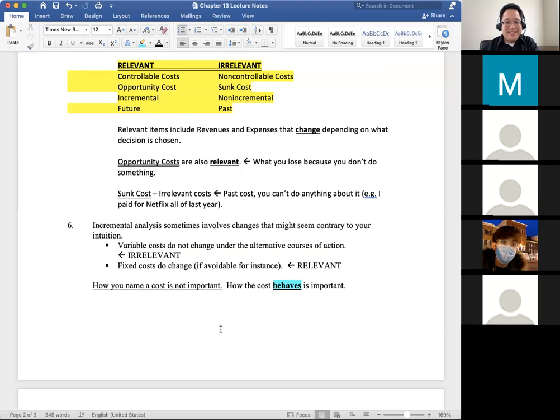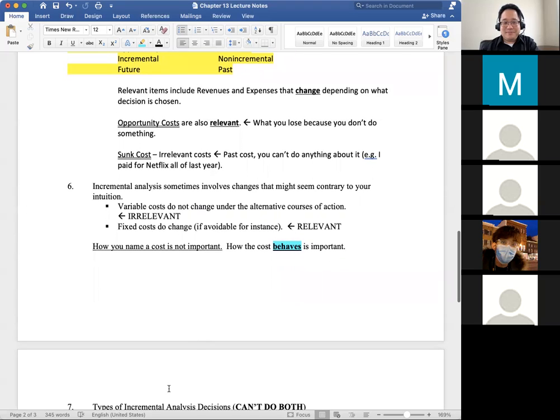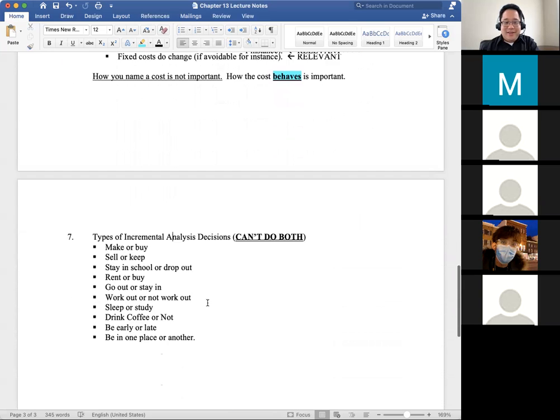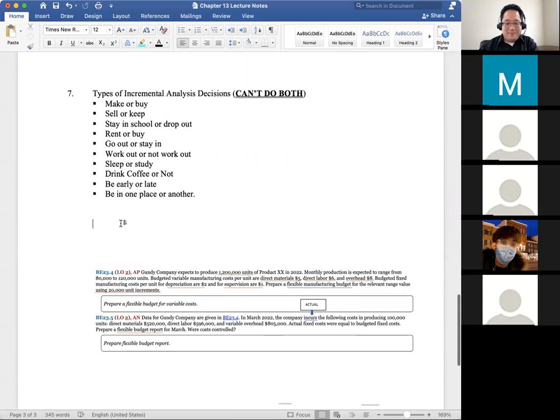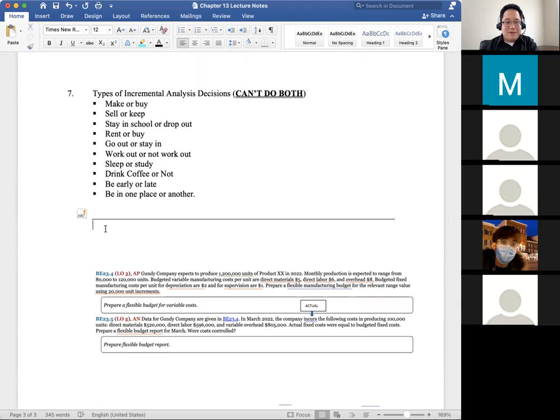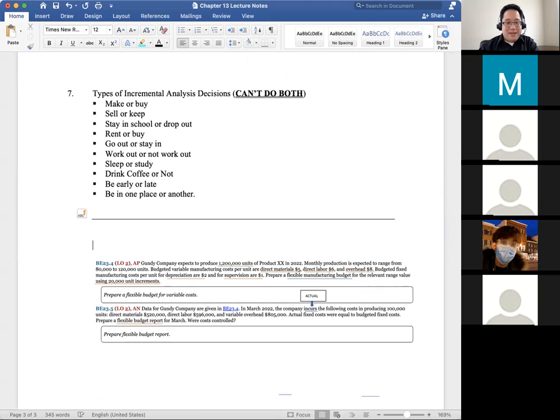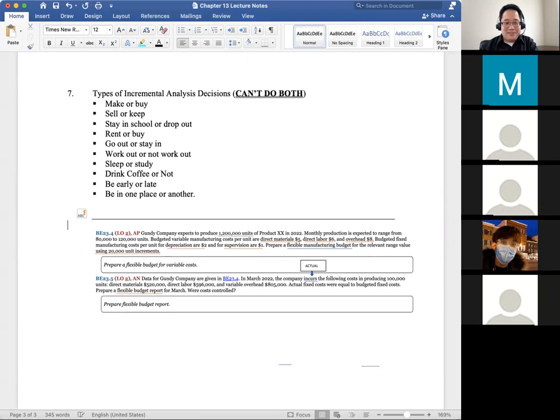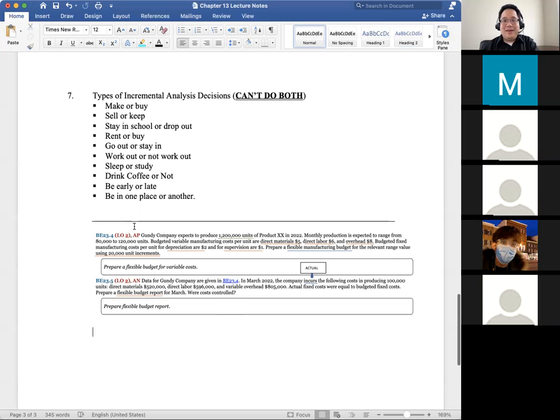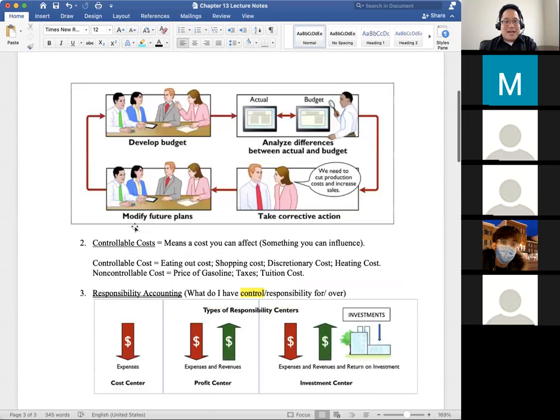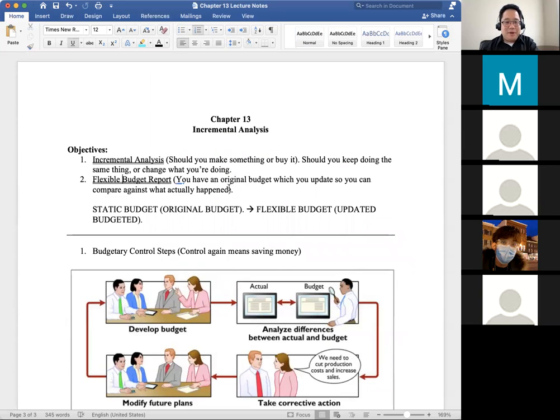Okay, all right. Anybody else have any other examples? Okay, all right, very good. That's it for incremental analysis. Not too bad. Anybody have any questions about incremental analysis? No questions? Okay. So incremental analysis is also helpful for relationships, apparently, right? The second thing we're going to go over is a flexible budget report.